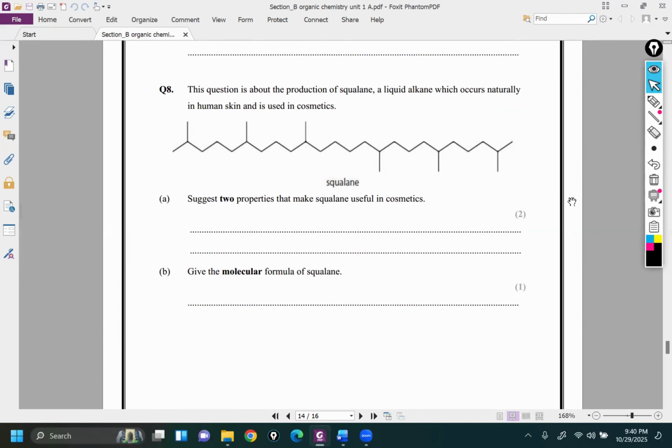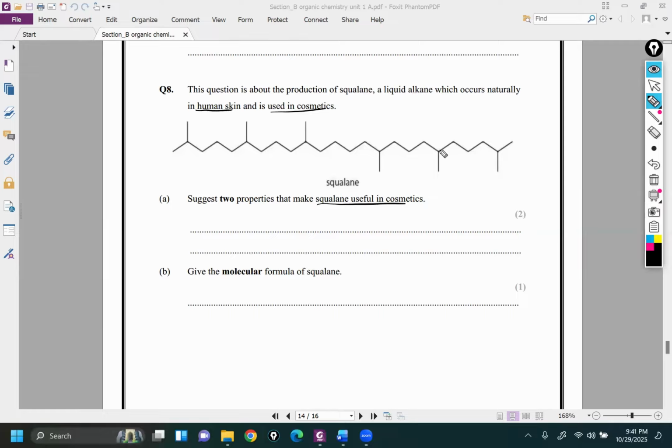This question is about the production of squalane, a liquid alkane which occurs naturally in human skin, and is used in cosmetics. I always tell the students that whenever you are practicing past papers, read the question carefully, you have to get knowledge from the question. So see here, this is a long chain alkane produced in the human skin, and it is also used in cosmetics. Suggest two properties that make squalane useful in cosmetics. It has many options because the question is very open.